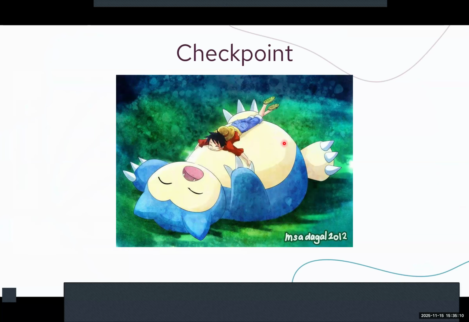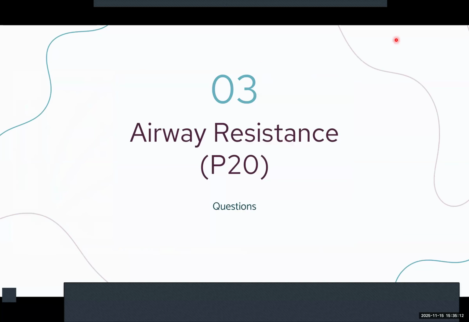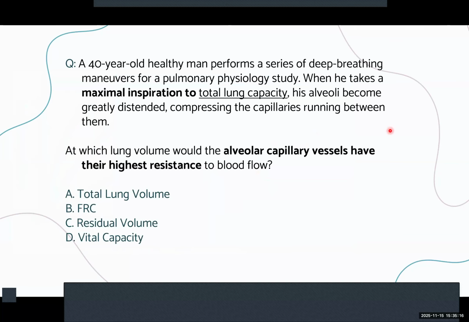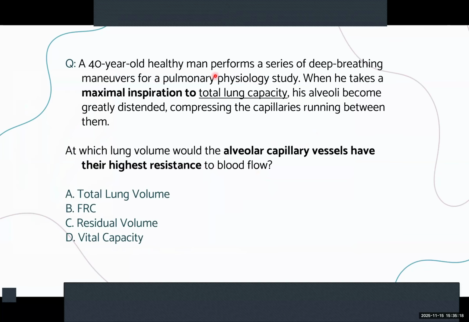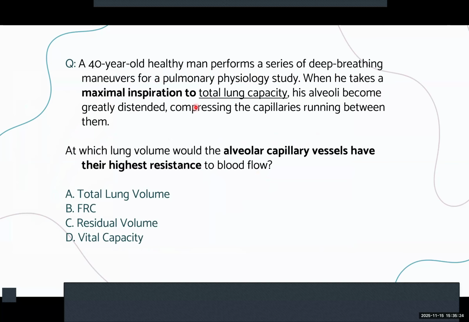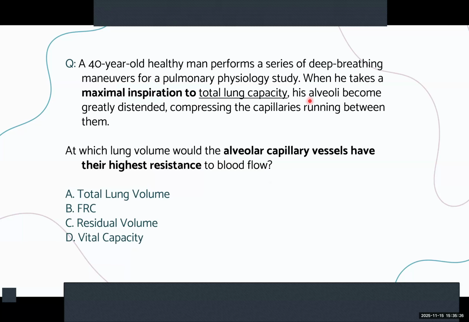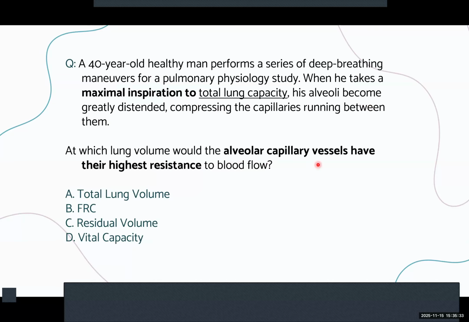So let's move on. This is the third topic, airway resistance. It's going to be smooth sailing from now. There's not much, so let's go ahead. A 40-year-old healthy man performs a series of deep breathing maneuvers for a pulmonary physiology study. When he takes a maximal inspiration to total lung capacity, his alveoli become greatly distended, compressing the capillaries running between them. At which lung volume would the alveolar capillary vessels have their highest resistance to blood flow?